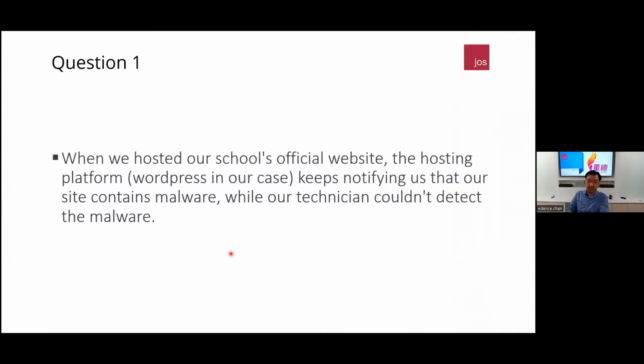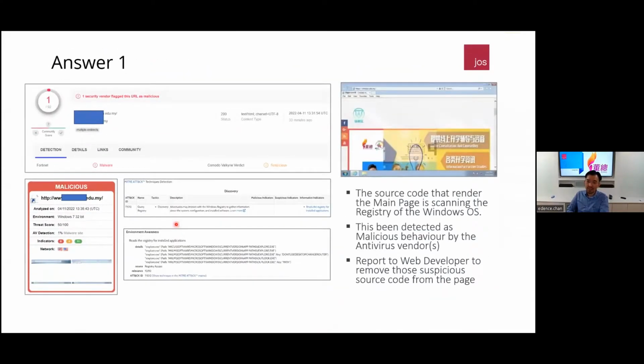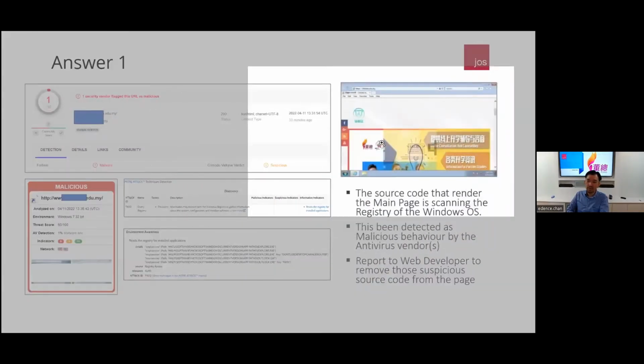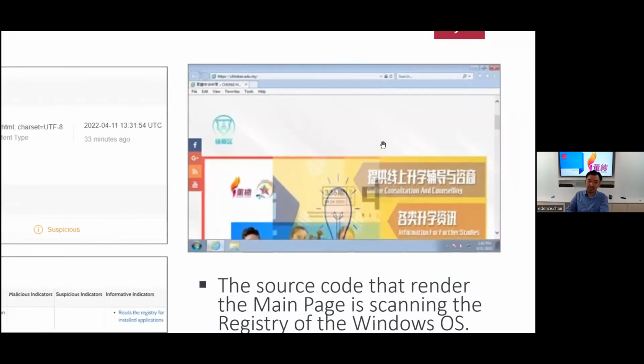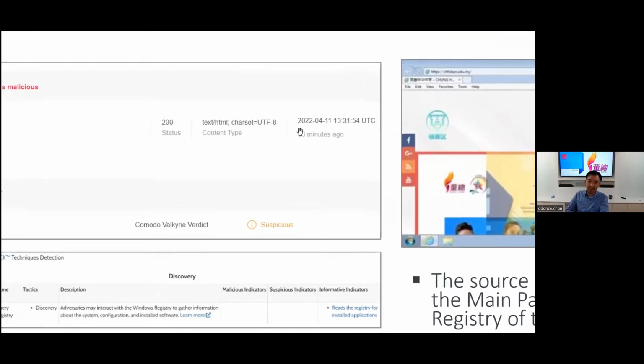First one: when we hosted our school official website, the hosting platform, WordPress in our case, keeps notifying us about school site content malware, while our technician couldn't detect the malware. So we actually helped you check your case. We took the risk to access your portal, and we notice it's a true case. Currently, your school has malware.